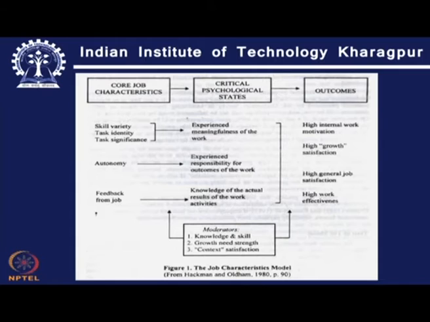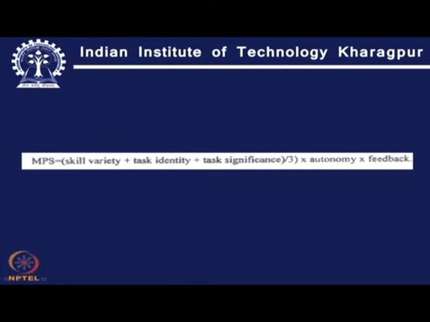And what it leads to is a motivational potential score, MPS, which we call, which is based on task variety plus task identity plus task significance, divided by 3, into autonomy, into feedback. That is the motivational potential score for a particular task that we get over here.